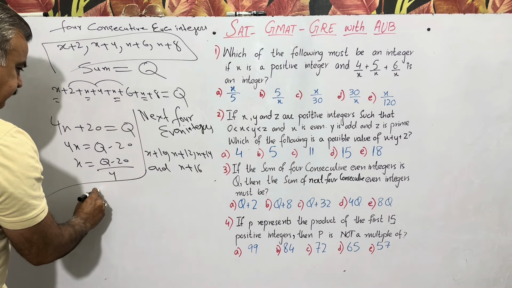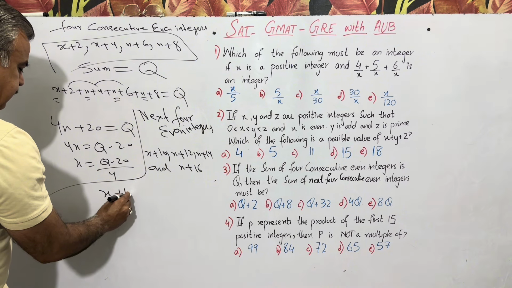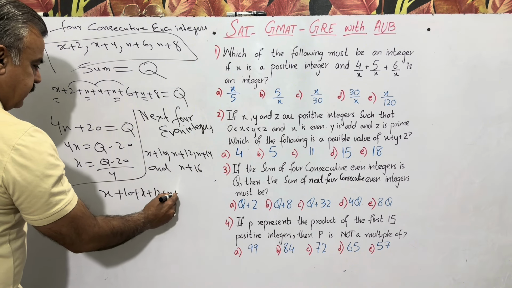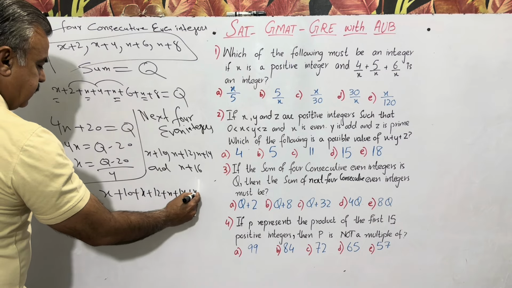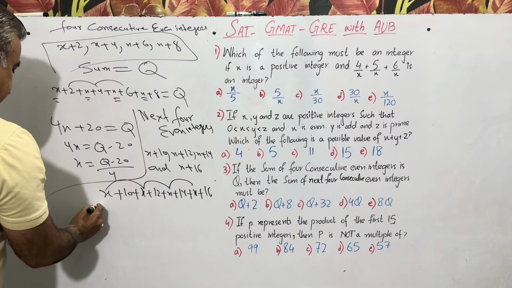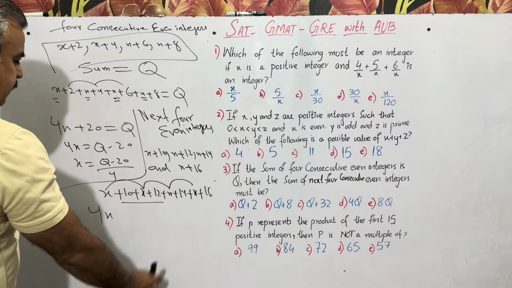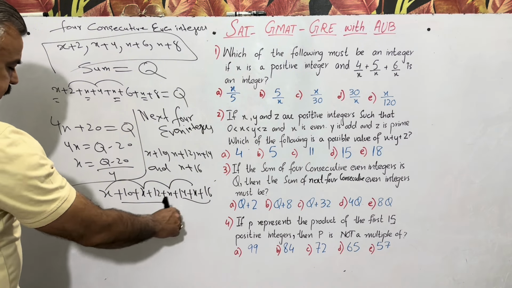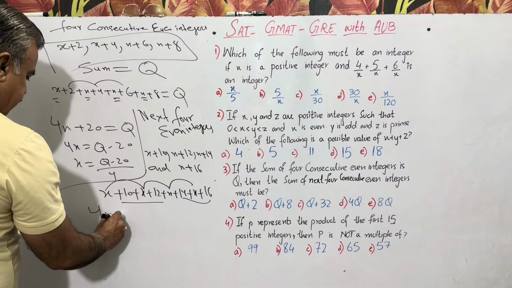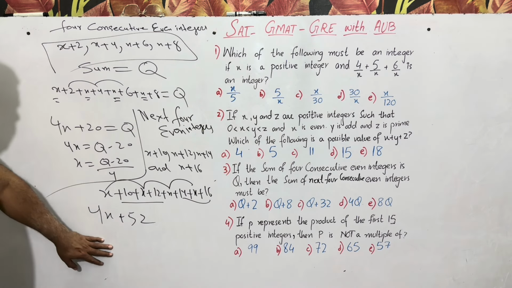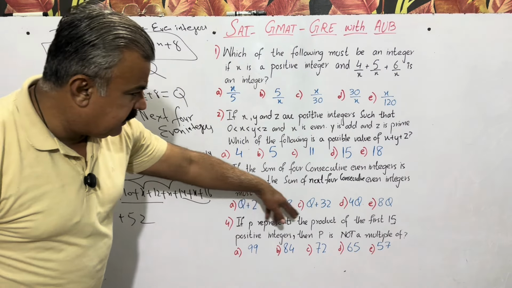Add them up: x plus 10, x plus 12, x plus 14, x plus 16. The x's give us 4x, and 10, 12, 14, 16 add up to 52. It will become 4x plus 52.